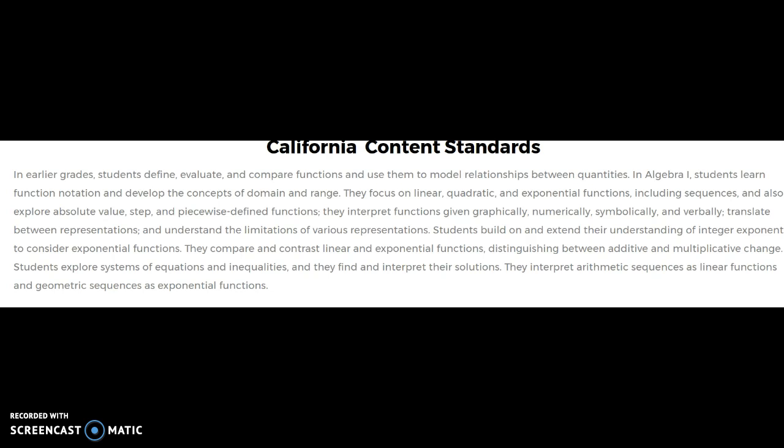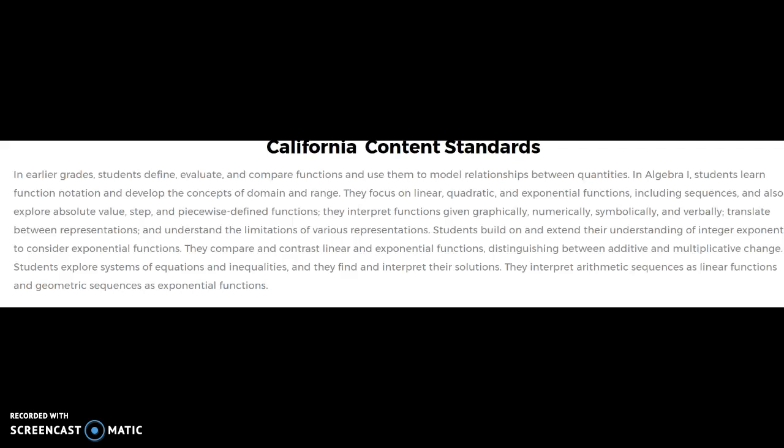In order to comply with the California content standards, students must define, evaluate, and compare functions and use them to model relationships between quantities. In Algebra 1, students learn function notation and develop the concepts of domain and range. They focus on linear, quadratic, and exponential functions, including sequences, and also explore absolute value, step, and piecewise defined functions. They interpret functions given graphically, numerically, symbolically, and verbally, translate between representations, and understand the limitations of various representations.